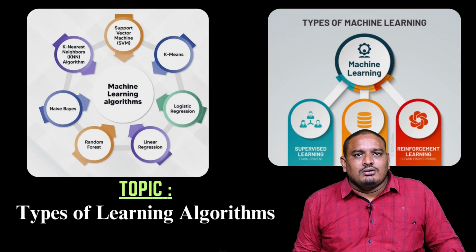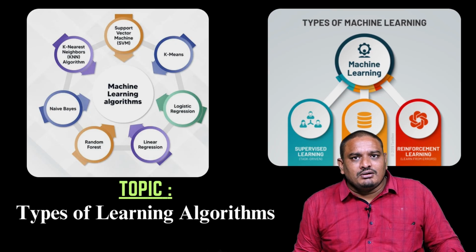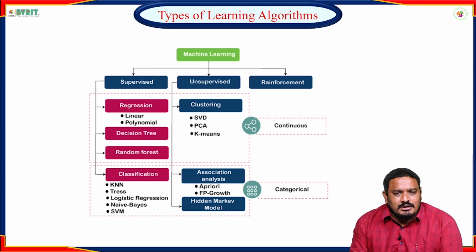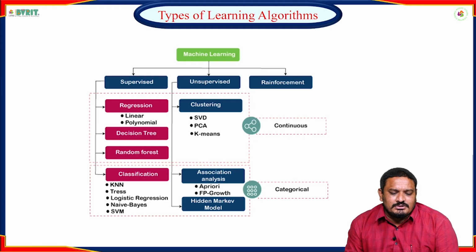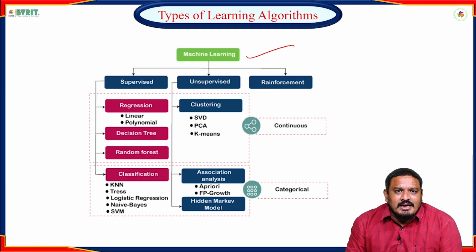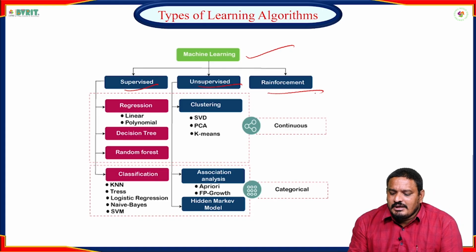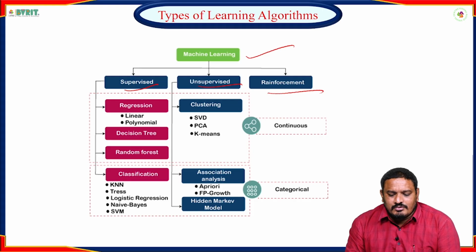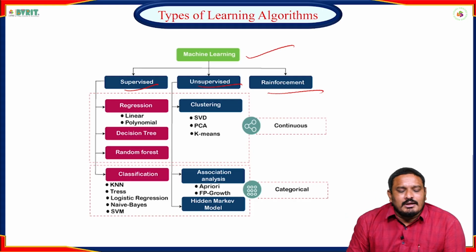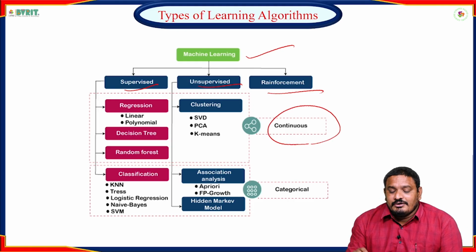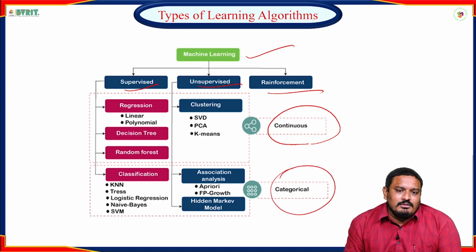In that subject, today we will discuss the types of algorithms. Looking at this entire diagram, all algorithms are available under the machine learning concepts. Here, machine learning can be classified into three types. First one is supervised, second one is unsupervised, third one is reinforcement. Here, the machine learning algorithm can be categorized based on the data. The data is continuous data or categorical data.